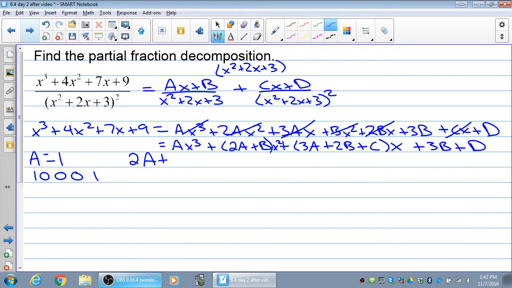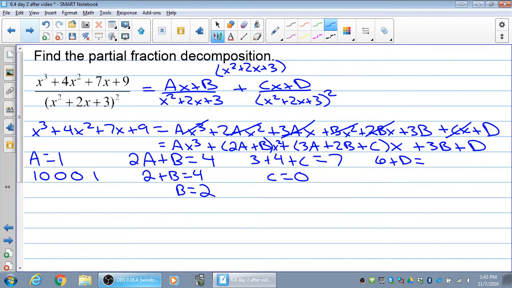2a plus b should equal 4, but we know what a is. 2 plus b equals 4, so b equals 2. 3a, that's 3. 2b is 4 plus c is equal to the coefficient of x, that's 7. So c ends up being 0 after all. We know what b is, so we have 6 plus d is equal to 9. D should be 3.